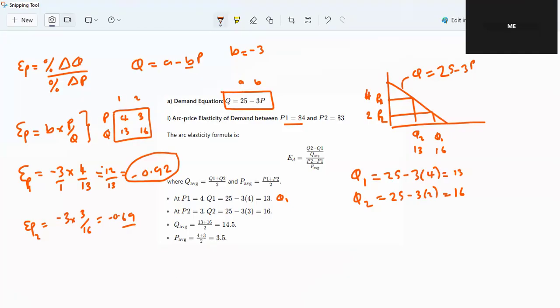Before I go to arc price elasticity of demand, can I repeat this? Have I lost anyone? Are we together, Susan? This is the baby class. Feel free. I can repeat this again and again if you are behind.